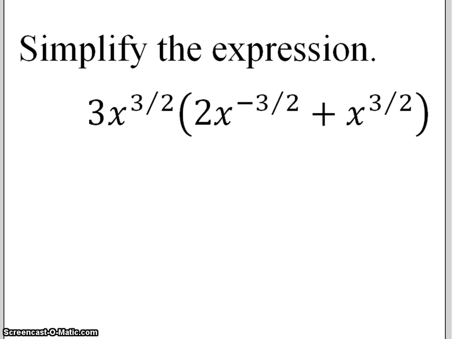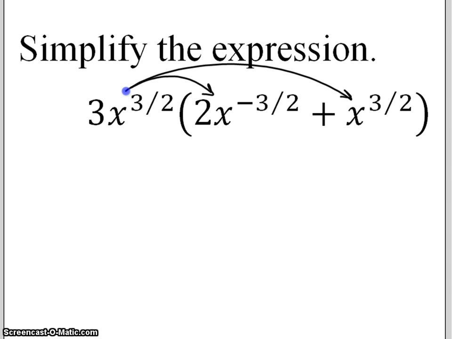Okay, another example. And notice I did this with the fraction exponents, because a lot of people don't like fractions for some reason. So what we're going to do is use the distributive property here. So we have 3x to the 3 halves times the quantity 2x to the negative 3 halves plus x to the 3 halves.